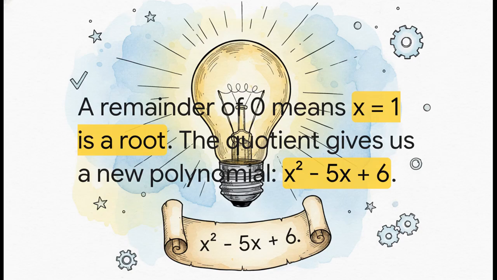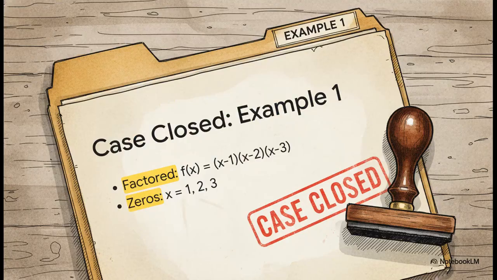And here's the best part. The bonus prize for using synthetic division is that the other numbers on the bottom row give us what's left over. In this case, a much friendlier quadratic equation that we can easily solve. And that quadratic, x squared minus 5x plus 6, factors beautifully into x minus 2 times x minus 3.